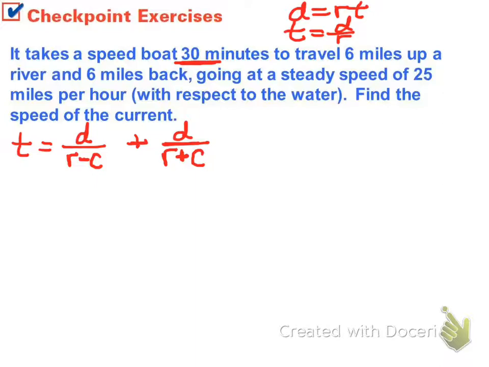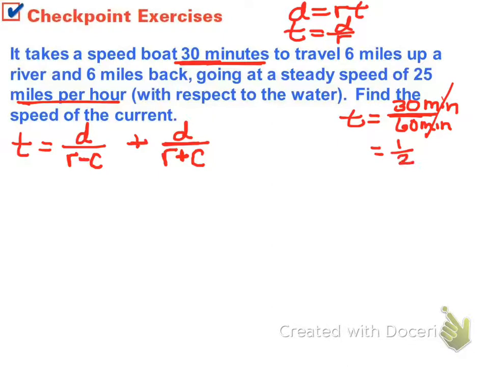Alright, now the time that they've given us is in minutes, but the rate that they have given us is in miles per hour. So this time needs to be written in hours. Remember that 1 hour is equal to 60 minutes, so we can say that it's 30 minutes divided by 60 minutes. Okay, so our time can be reduced to 30 minutes over 60 minutes, or to 1/2 hour. Alright, so our time would be 1/2.